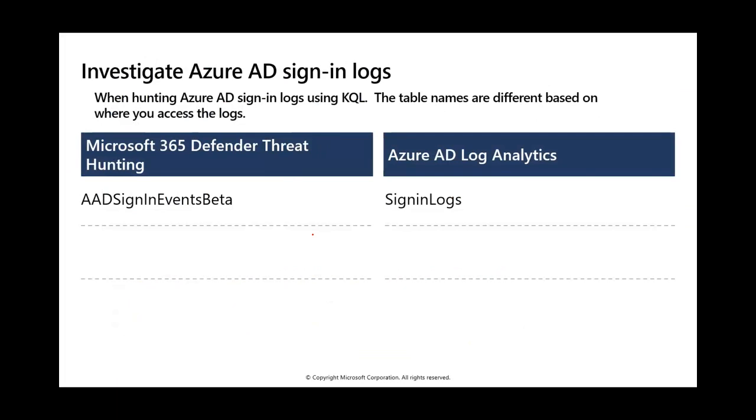Well, when we're creating an Azure AD Log Analytics, I need to manually specify the log workspace that I will use and specify a name. The name needs to be unique for my log workspace. So the name of the table when I need to access the logs that I just created is SigninLogs, while the Defender threat hunting table is AADSignInEventsBeta.